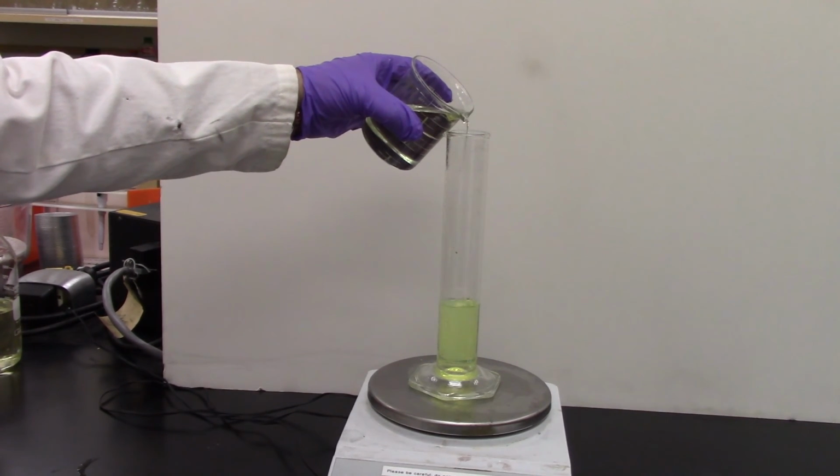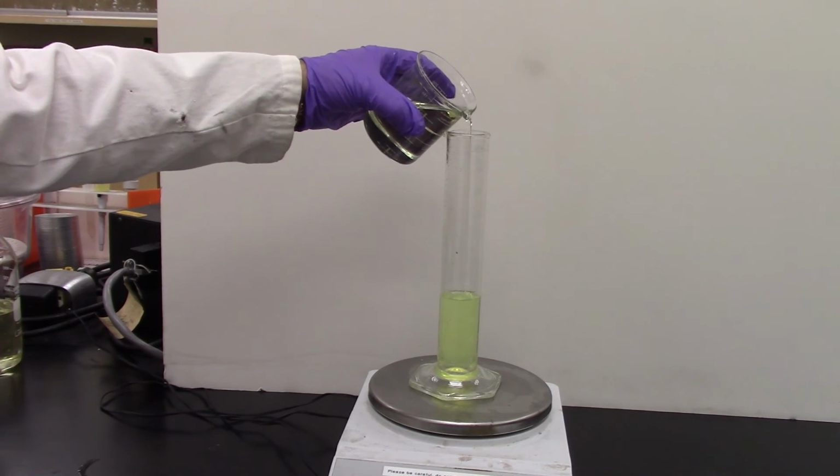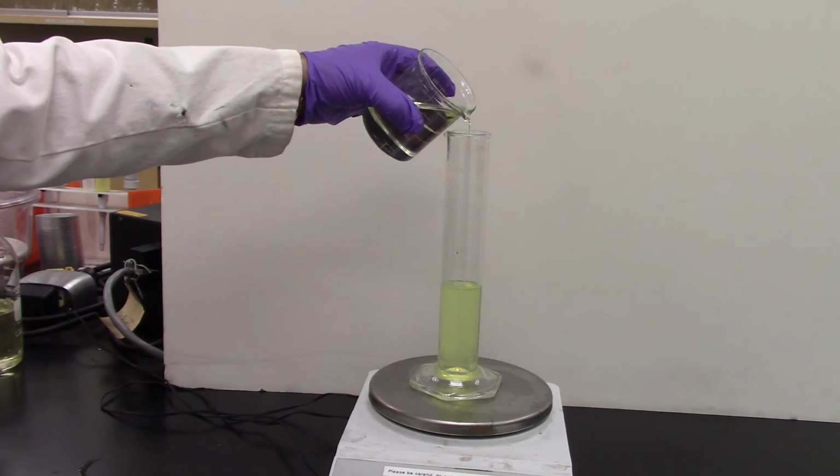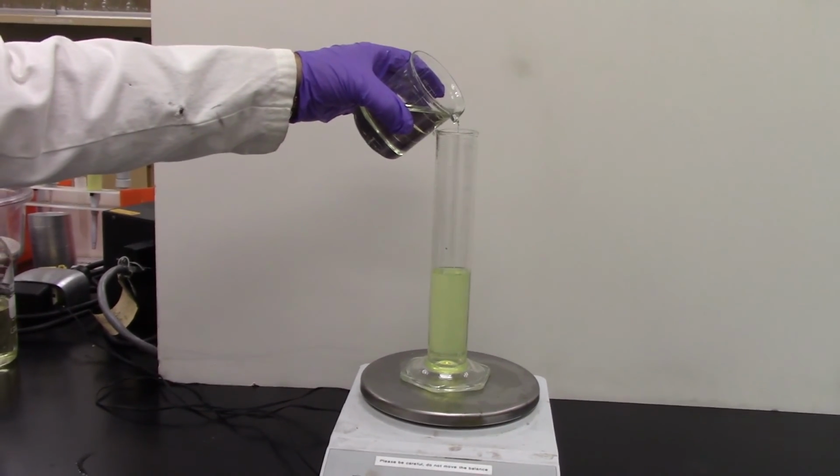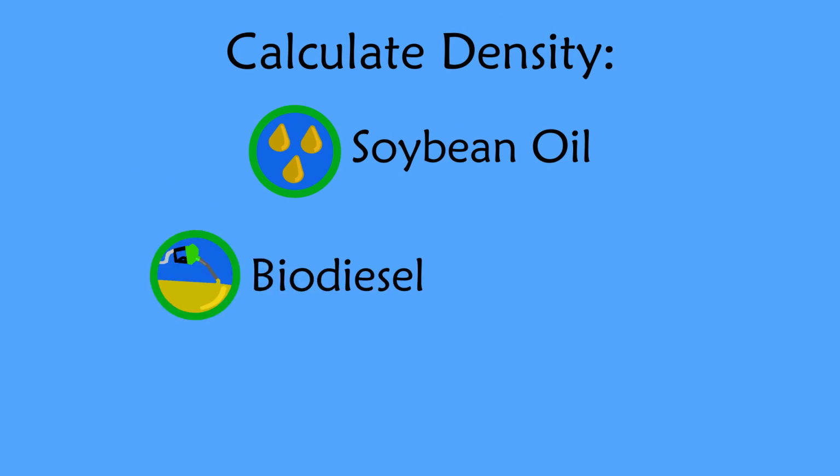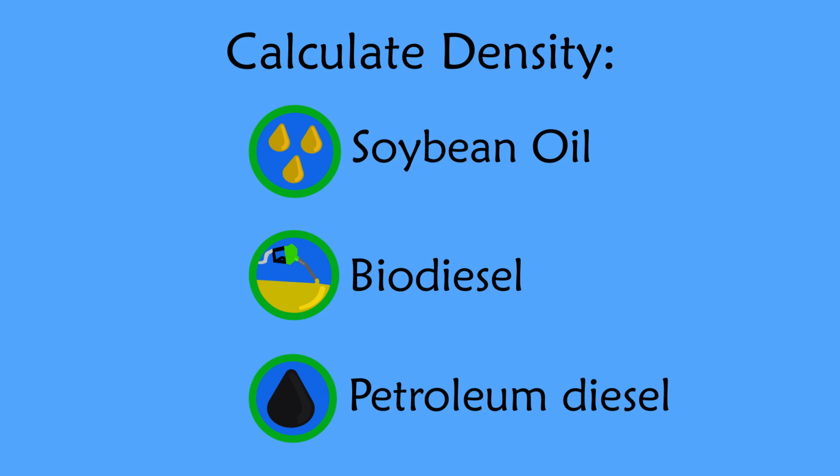Now, carefully pour biodiesel into petroleum diesel until the mixture weighs 100 grams and measure the volume of the fuel mixture. Calculate the density of the soybean oil, biodiesel, and petroleum diesel.